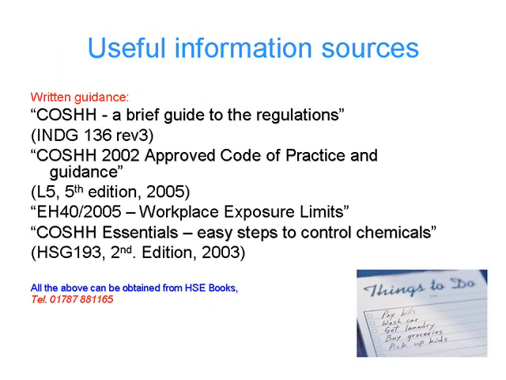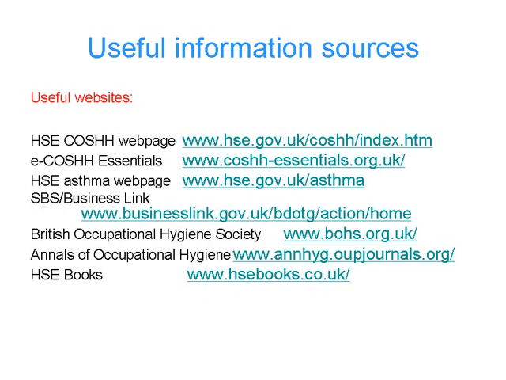Other information sources include written guidance from COSHH, Brief Guide to the Regulations, COSHH 2002, the Approved Code of Practice and Guidance, EH40, Workplace Exposure Limits, and COSHH Essentials, Easy Steps to Control Chemicals. All the above can be obtained from HSE Books. Useful websites include the following: HSE COSHH webpage, eCOSHH Essentials, HSE Asthma webpage, SBS Business Link, the British Occupational Hygiene Society, and the Annals of Occupational Hygiene, and HSE Books.